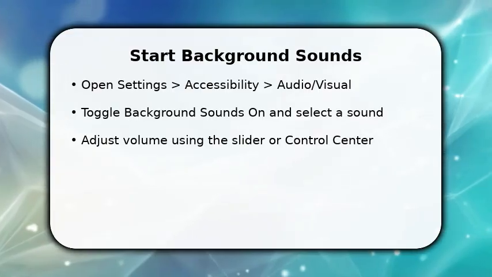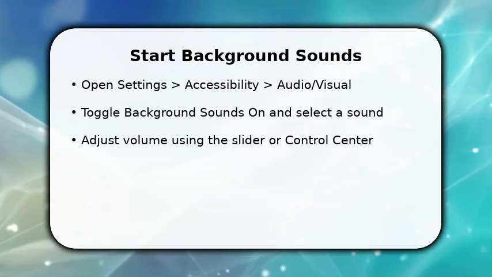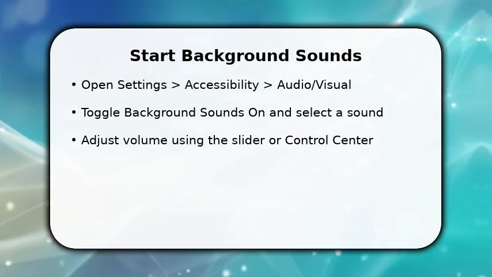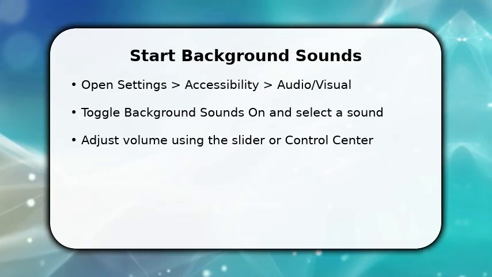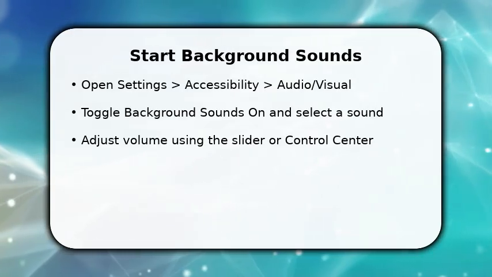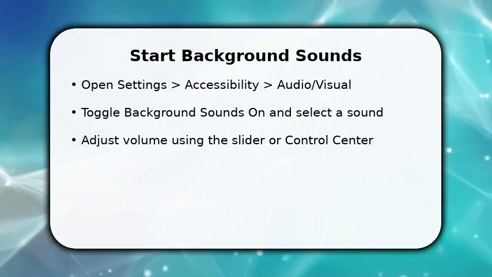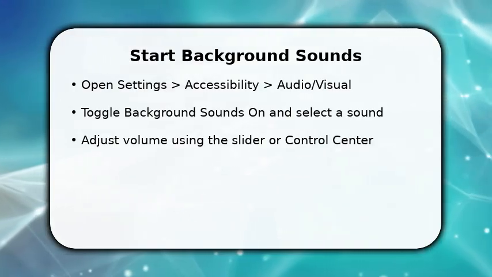You'll begin inside settings to enable background sounds quickly. Open settings, tap accessibility, then audio/visual. This places the feature where sound controls live. Once there, turn background sounds on and pick a sound that masks distractions, rain, stream, or white noise.